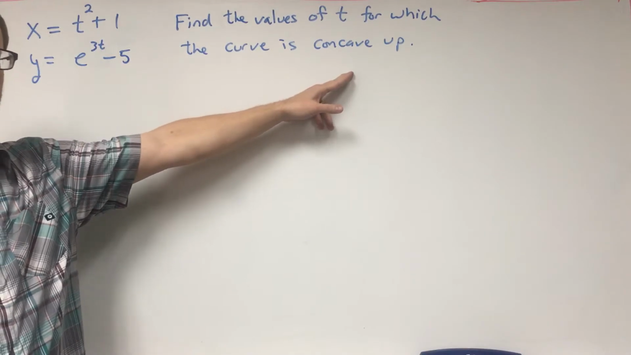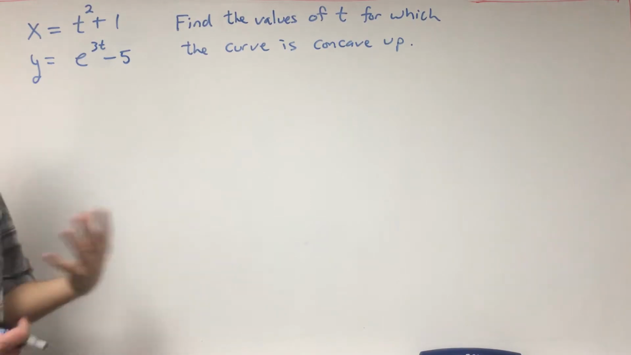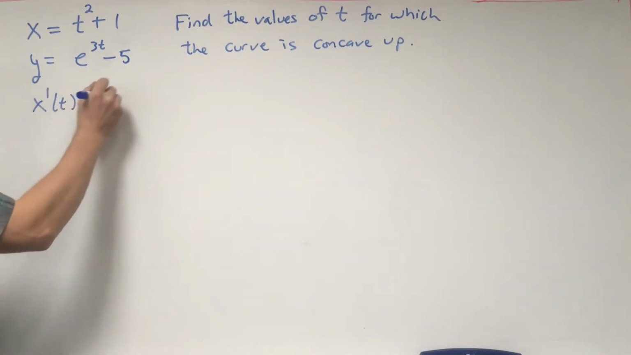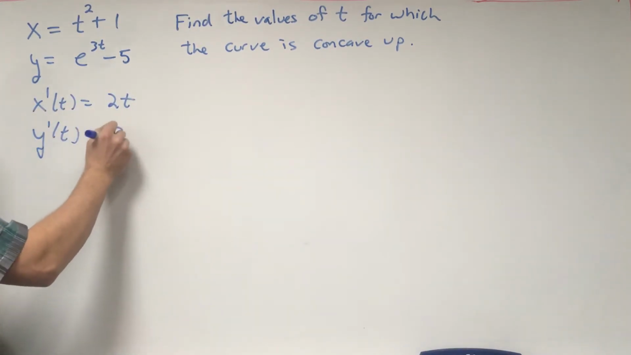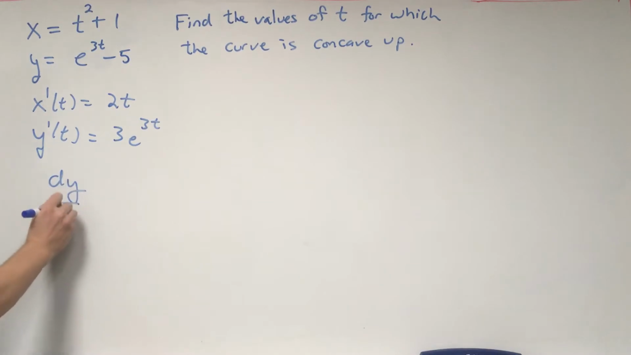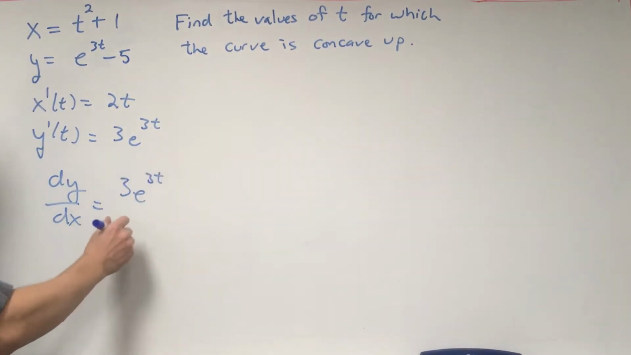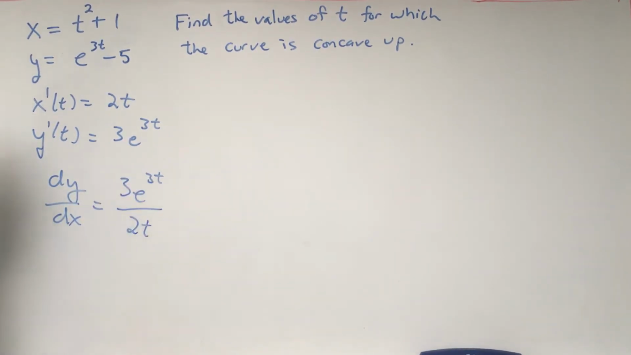Before we get there, let's go ahead and find our first derivative like we did in the previous lesson, because we're going to need that information anyway. So x prime of t is equal to 2t, y prime of t is equal to 3 e to the 3t. And we learned in the last video that if we wanted dy dx, we needed to compute y prime of t over x prime of t. So 3 e to the 3t over 2t.